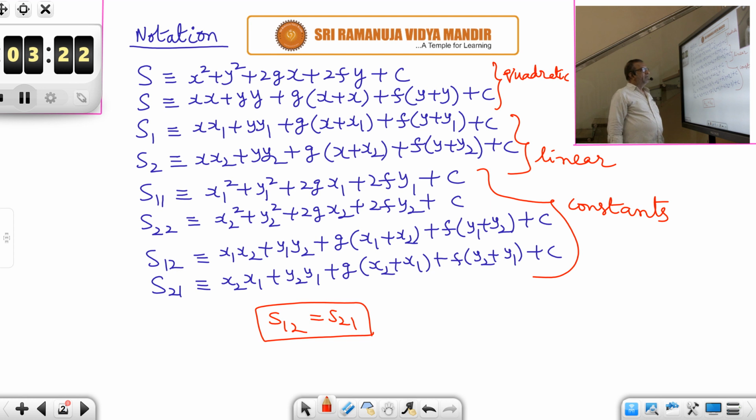The first two expressions are second degree expressions, that is quadratic expressions, whereas the third and fourth expressions, S1 and S2, are linear expressions. The last four expressions are constants. So this is the notation we are going to follow throughout this chapter. Similarly, for parabola there will be a separate notation. When we deal with the topic ellipse, we will follow a separate notation. Similarly, for hyperbola, another notation. Each chapter will have a separate notation.